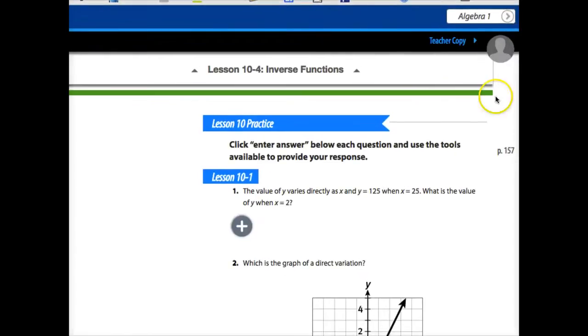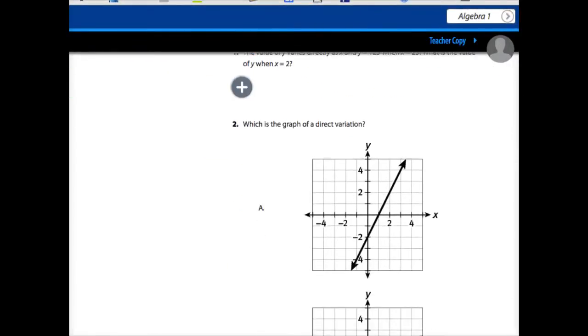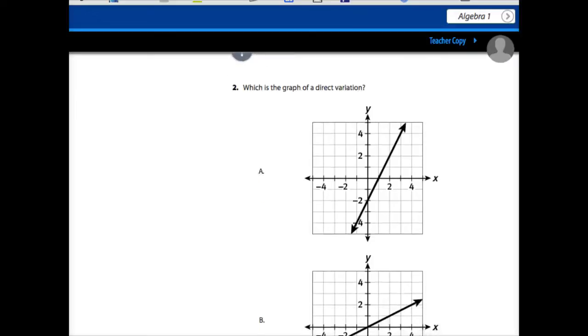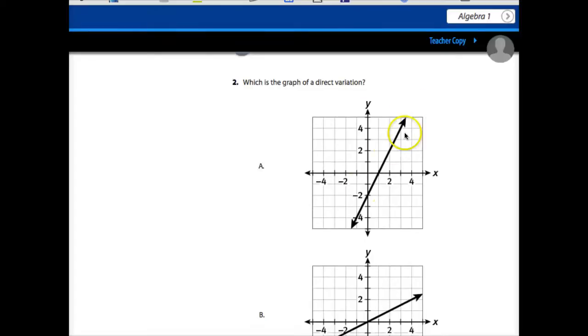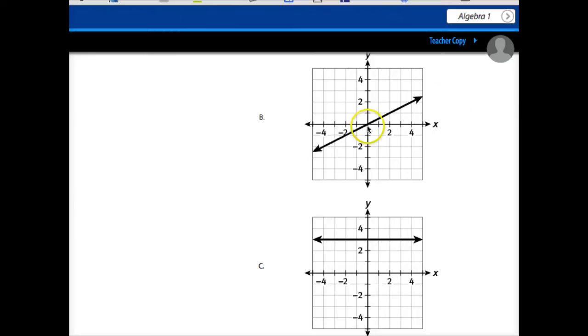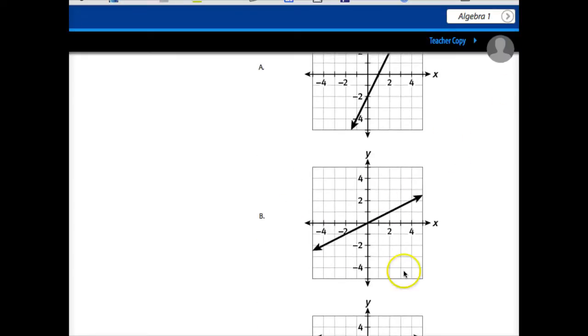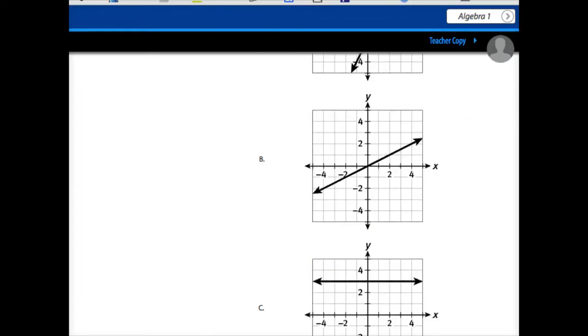So number 2 was multiple choice, and it asked which one is direct variation. I wanted to go over this because it is a major concept that you need to know. Direct variation graphs are linear and go through 0, 0. So this is linear, but it doesn't go through 0, 0. B, linear, goes through 0, 0. So B is definitely it. C doesn't go through 0, 0, and neither does D. So that is why the solution is B, because it is a line and it goes through 0, 0.